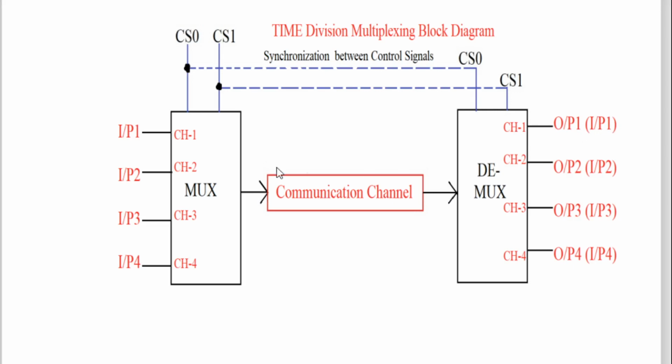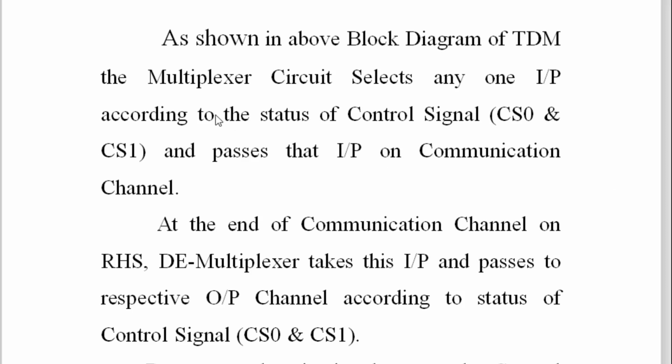And in this way, when you change the control signal from 0, 0 to 0, 1, information signal number 2 is selected by the multiplexer and passed on the communication channel, and when it is 0, 1, this demultiplexer's control signal is also 0, 1. Therefore that information will get passed to output channel number 2 of the demultiplexer, and therefore output 2 of the demultiplexer now has information signal number 2, that is input 2 of the multiplexer, and accordingly you can understand. So whatever I have explained here is explained as shown in the above block diagram of TDM.